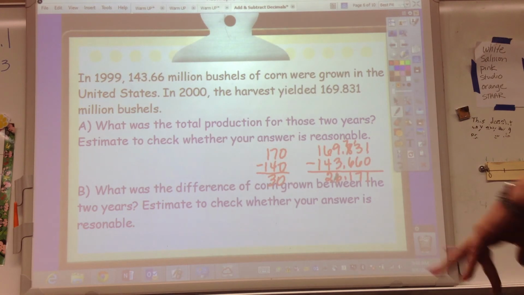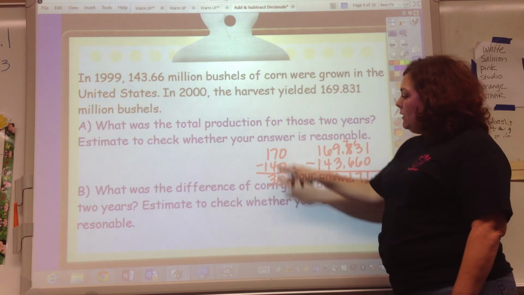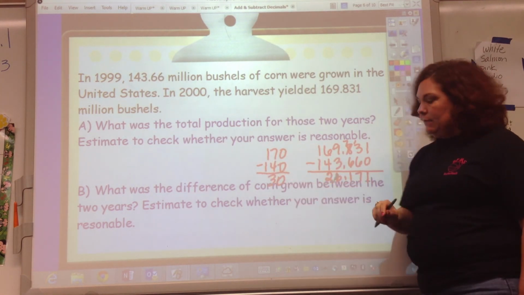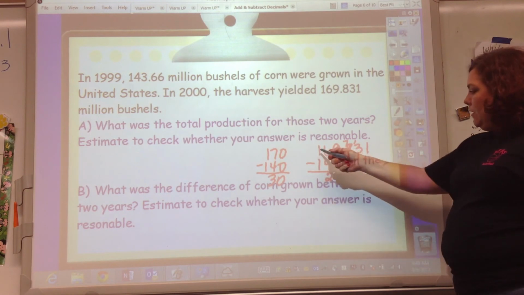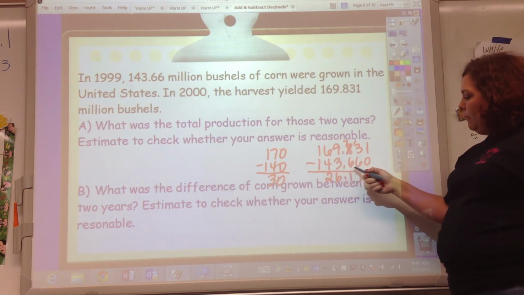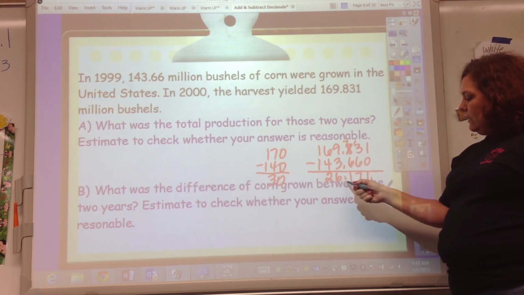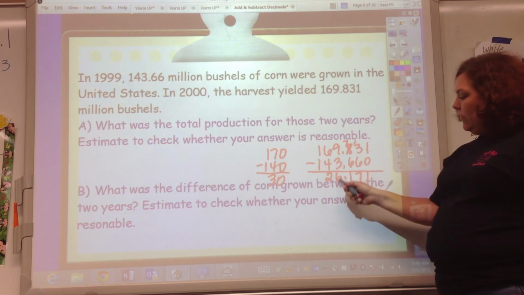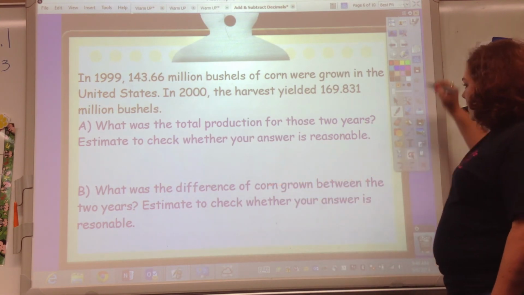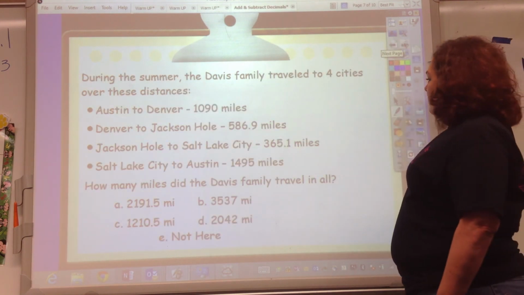Okay, if you know already, estimating is so much better. So 170 minus 140 equals 30. That's what I get with my estimate. And then I have to do 169.831 minus 143.660, and I do all the math, and I get 26.171. Is 26 close to 30? Absolutely.